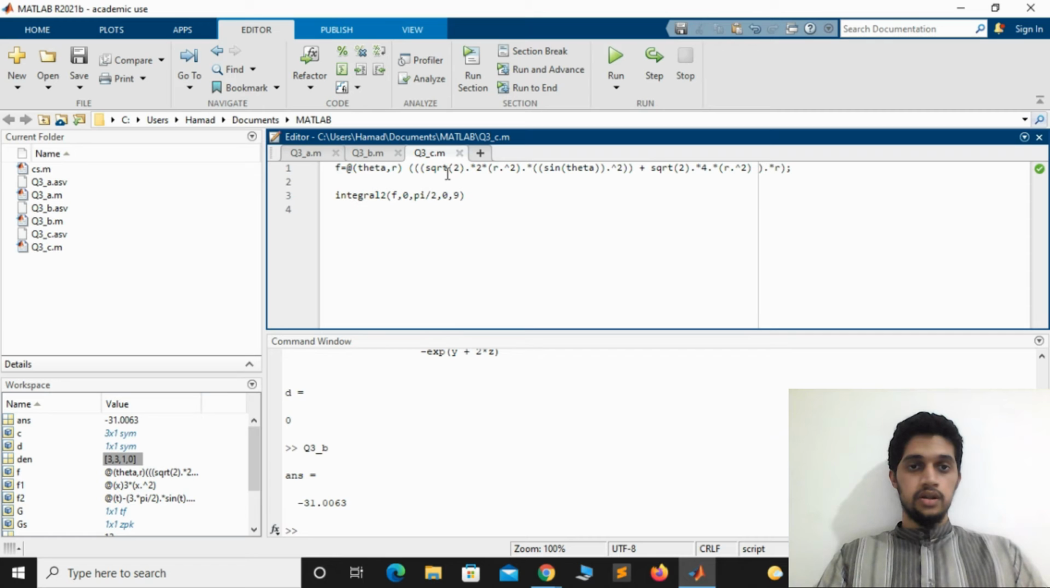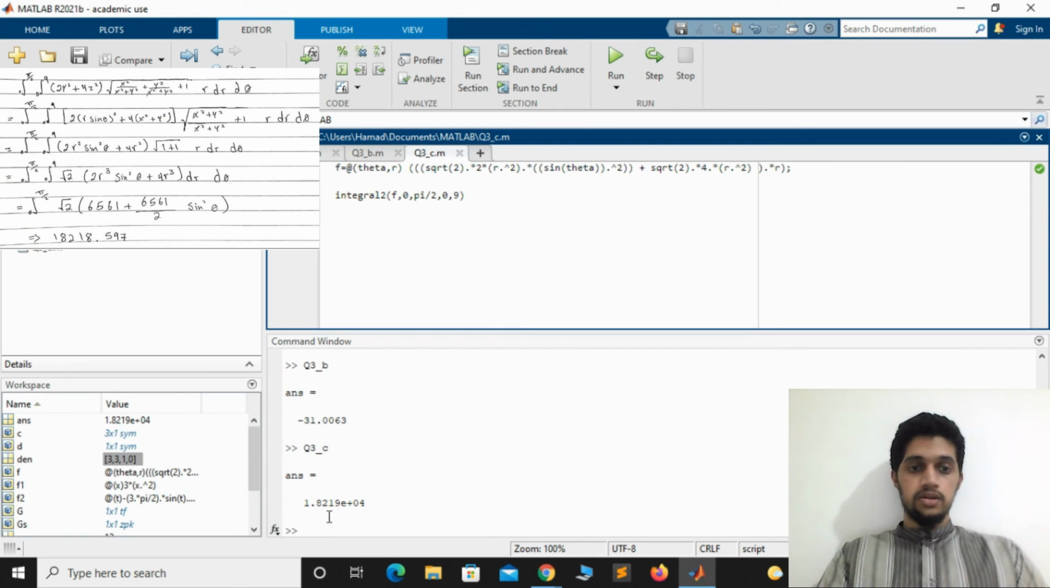Let's move to the last question, question 3c. As you can see here, in line 1 the code is defining the function to integrate, and the next line of code is for integration. Let me run it to check our answer. Here we can get the answer for question 3c, which is 1.821, and we have got the same answer in our manual calculation. So question 3 is done and has been verified by MATLAB simulation.